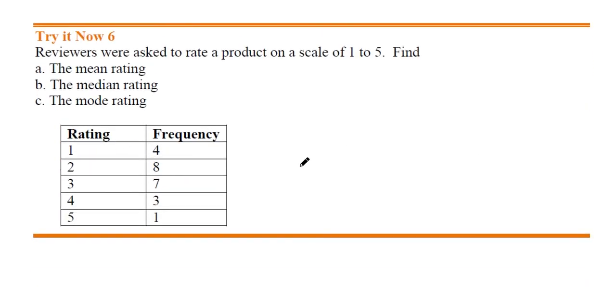One more though before we go into how we can measure spread for data. We have here reviewers were asked to rate a product on a scale of 1 to 5, and we want to find the mean, the median, and the mode. All right, so we need to find all of these. However, the data that we have presented is in a frequency table, which may seem a little bit strange.